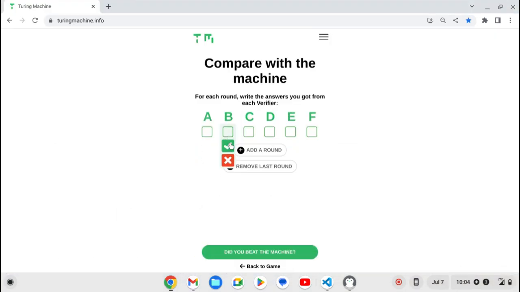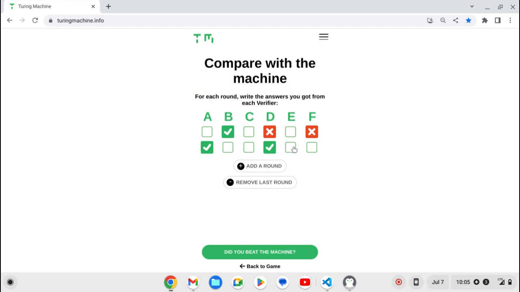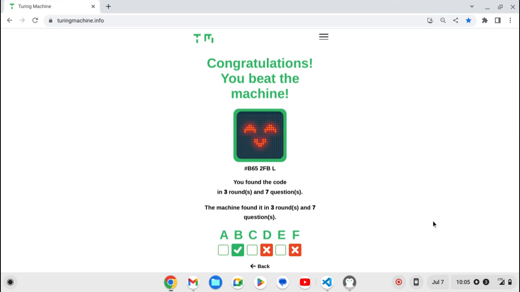So B, D, F, and then A, D, E. And then third round, we confirmed that it was C. Let's see. Wow, saved. The Turing Machine also did it in 7 questions.